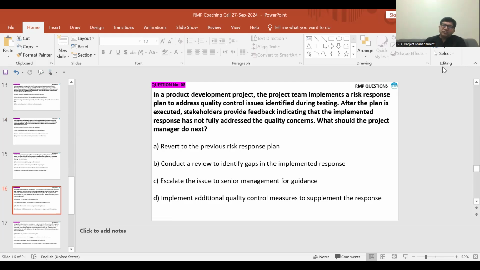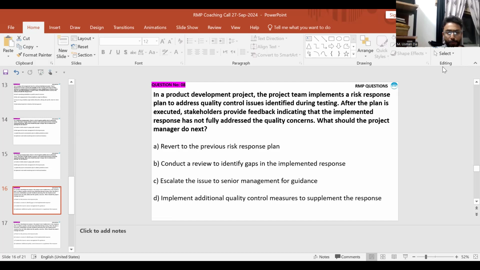Question 8. Usman, for you, please. In a product development project, the project team implements a risk response plan to address quality control issues identified during testing. After the plan is executed, the stakeholders provide feedback indicating that the implemented response has not fully addressed the quality concern. What should the project manager do next? Option A, revert to the previous risk response plan. Option B, conduct a review to identify gaps in the implemented response. Option C, escalate the issue to senior management for guidance. Option D, implement additional quality control measures to supplement the response.